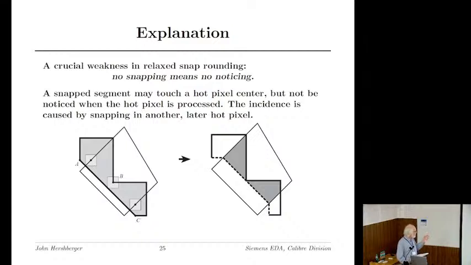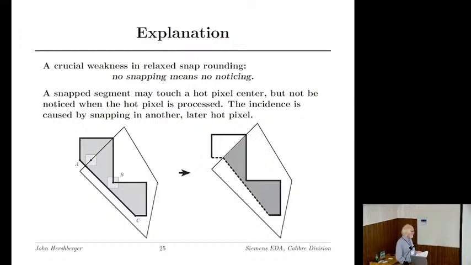And there are three hot pixels that matter here. Two of them caused by intersections, and one of them caused by a vertex at the center of the hot pixel, that's pixel B. And so the segment AC that passes through the lower left corner of pixel B doesn't notice it, is not snapped to the center of B. But snapping in the first and third pixels causes the segment AC to be pulled into contact with the center of pixel B, and that splits the results into two pieces.